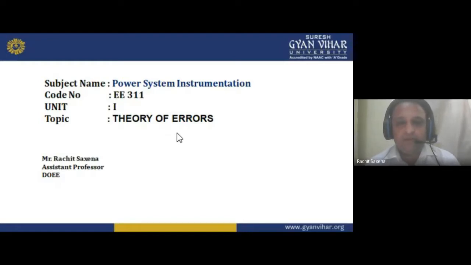In the previous lecture, we talked a lot about the theory of errors, and there's a subject that is power system instrumentation. As per our curriculum, it is in the fifth semester, the third year, and the code is 311. First of all, as I told you earlier, power system instrumentation means we are talking about measurement. The word instrumentation comes from measurement, and measurement is very necessary nowadays.